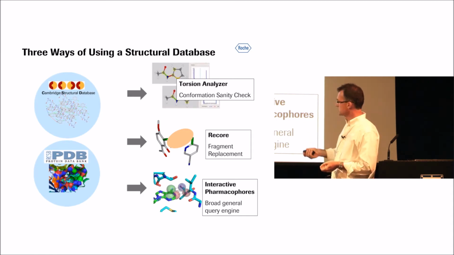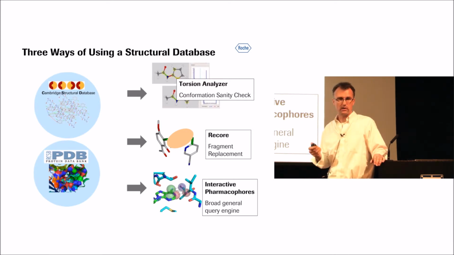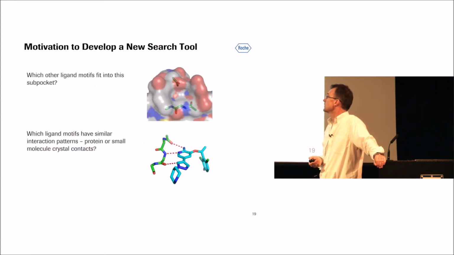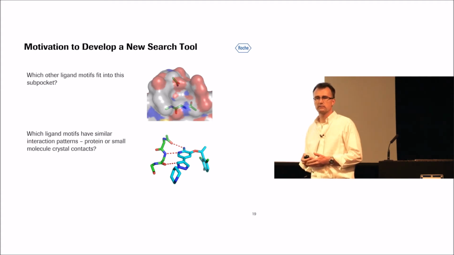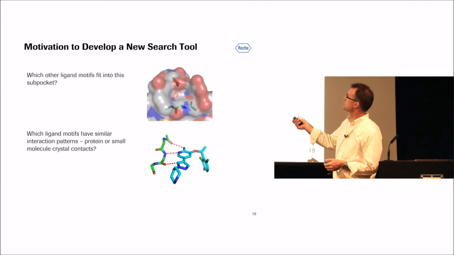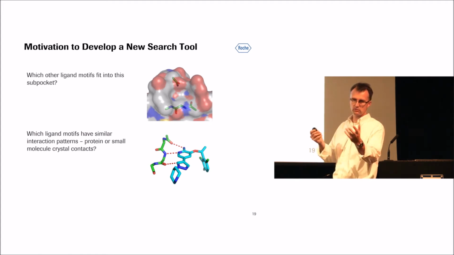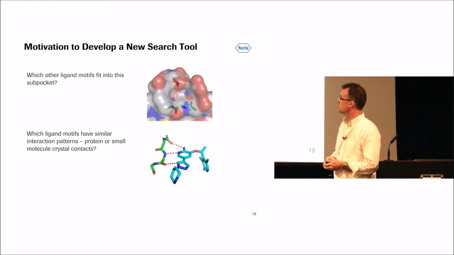And now we're onto something new, and this is a collaboration that we have with the CCDC, where Oliver Korb, who's in the audience, is the lead programmer. And now I need to explain to you why we're doing this. Why do we need yet another tool that mines databases? Well, there are questions that you cannot answer really well with current query tools. So for example, if you're interested in what other ligand motifs bind into a certain pocket, there are tools that do that, but they can be made more flexible and more powerful.